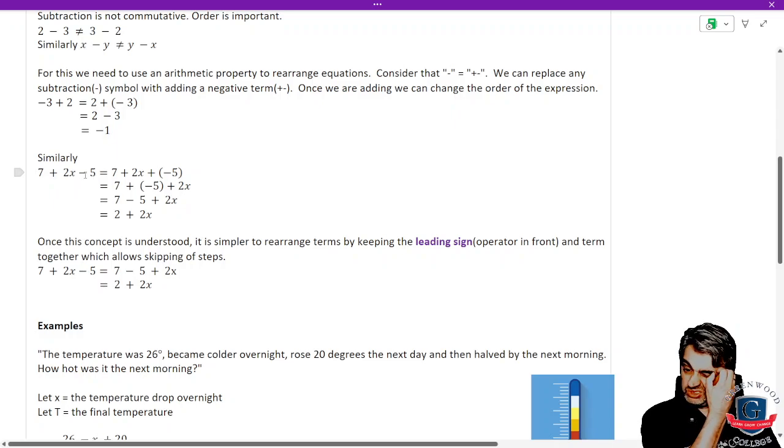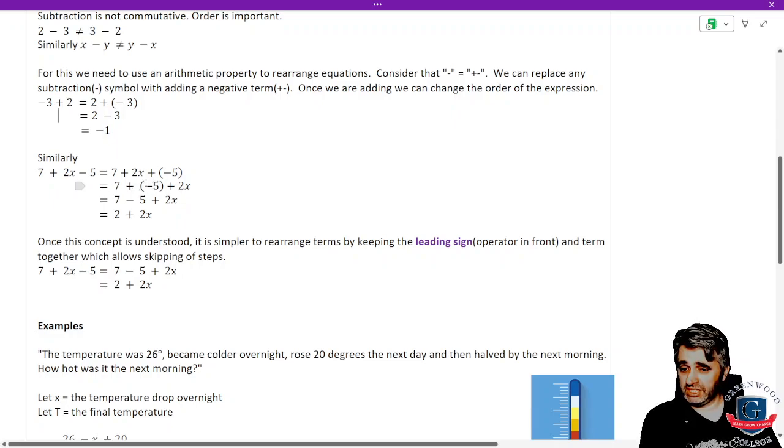So what we're going to do is we're going to change this minus into plus minus. So instead of subtracting 5, we're going to add -5. And here it is here, adding -5. Now that we've got an addition operator, we can change the order. So we're going to swap these two over. And you can see the 2x's gone to the back, and the -5 is here.